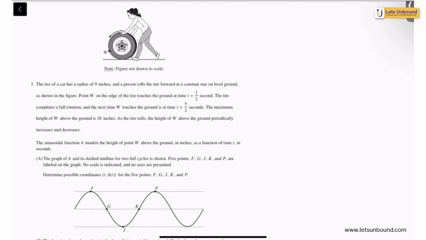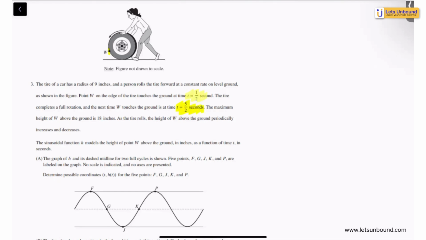It says that the tire of a car has a radius of 9 inches and a person rolls the tire forward at a constant rate on level ground, as shown in the figure. Point W is on the edge of the tire and touches the ground at t equal to half a second. Then the tire completes a full rotation, and the next time point W touches the ground is at t equal to 5/2 seconds.